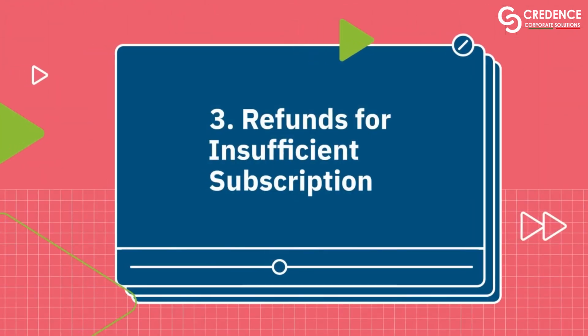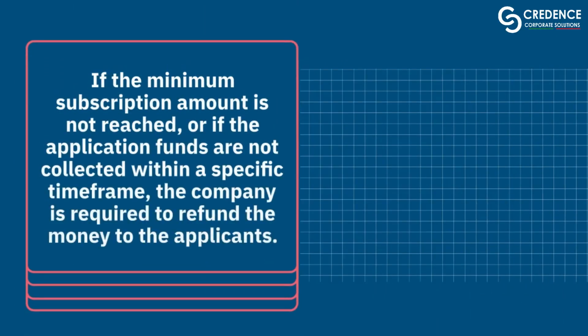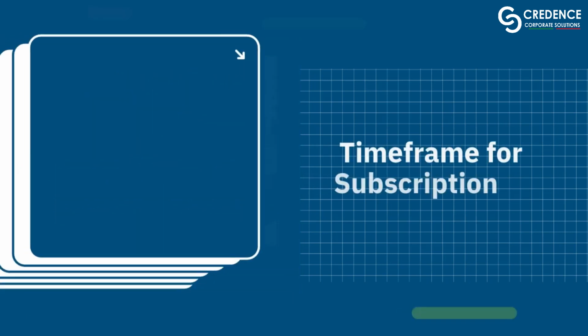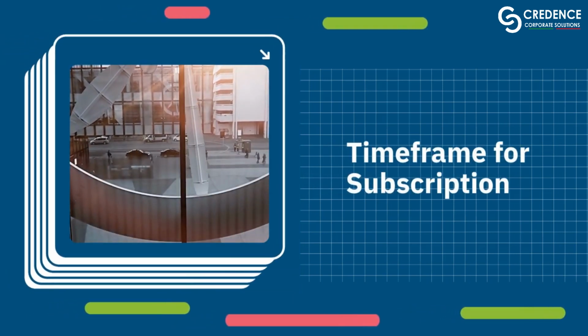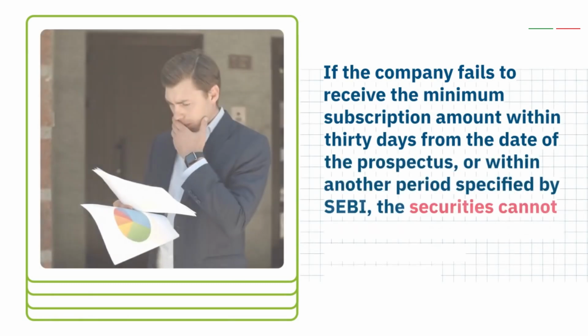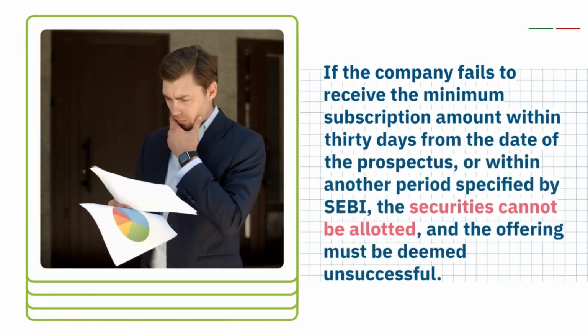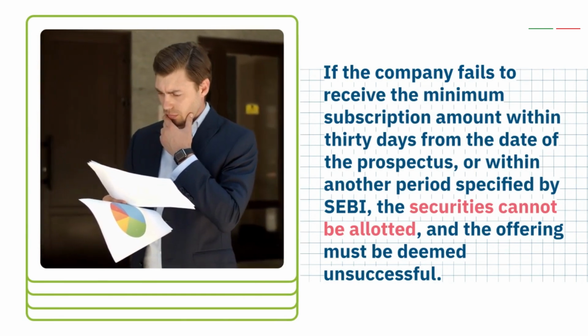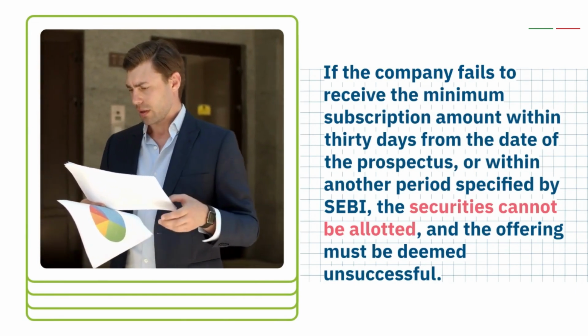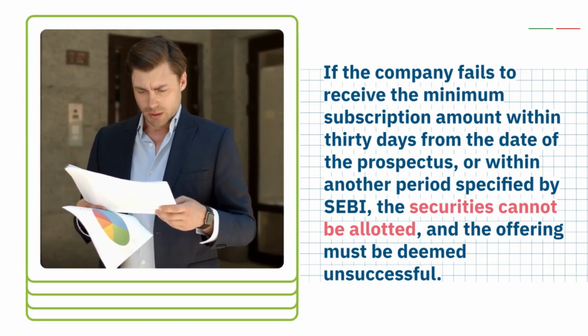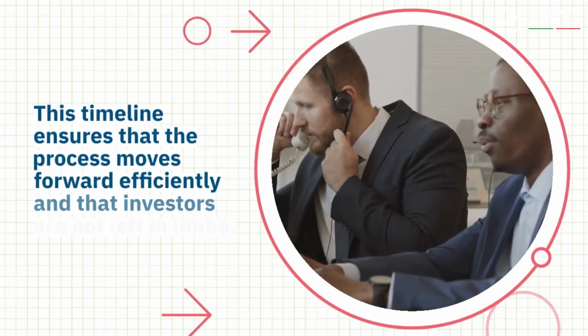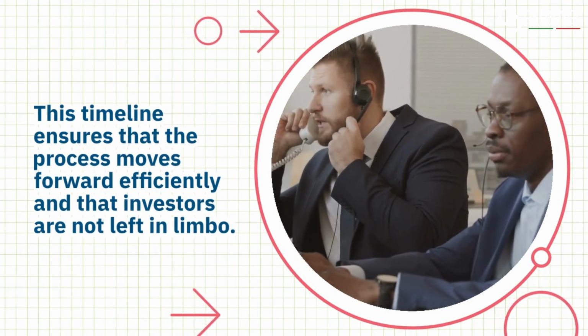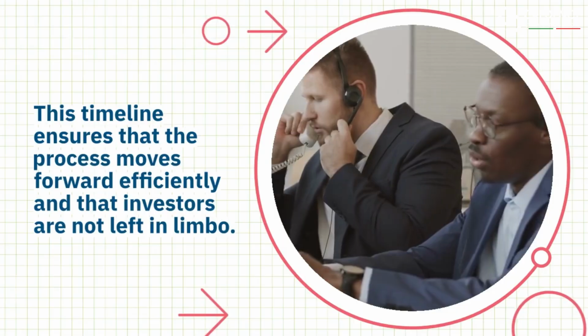This provision gives SEBI flexibility to adapt to changing market conditions and investor needs. 3. Refunds for insufficient subscription. If the minimum subscription amount is not reached, or if the application funds are not collected within a specific time frame, the company is required to refund the money to the applicants. Time frame for subscription. If the company fails to receive the minimum subscription amount within 30 days from the date of the prospectus, or within another period specified by SEBI, the securities cannot be allotted, and the offering must be deemed unsuccessful.